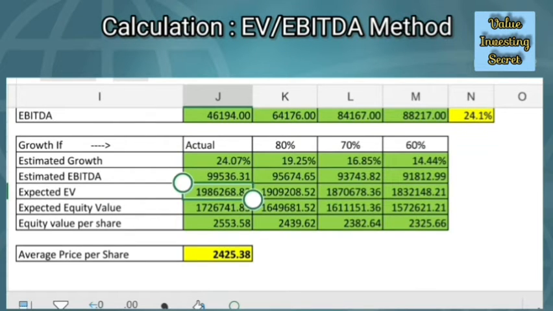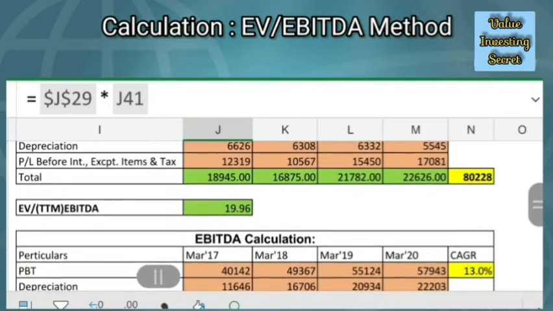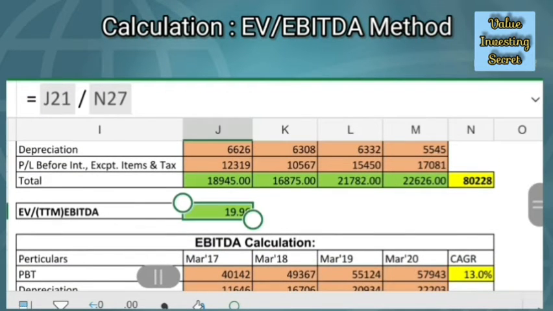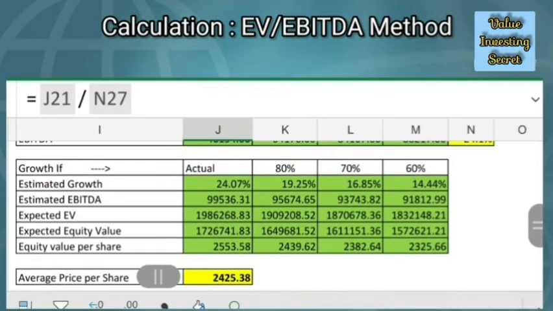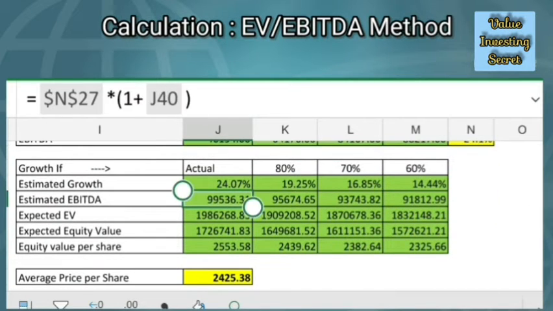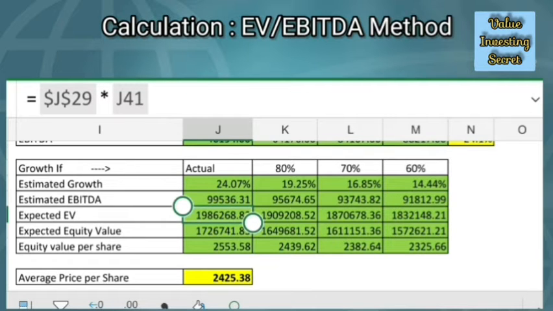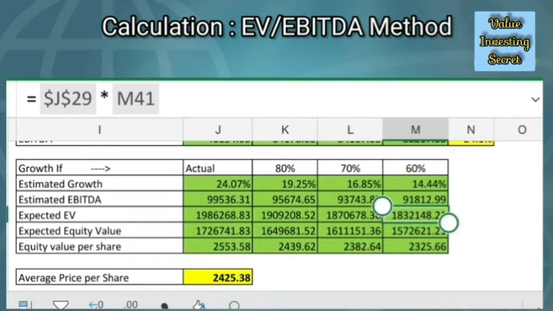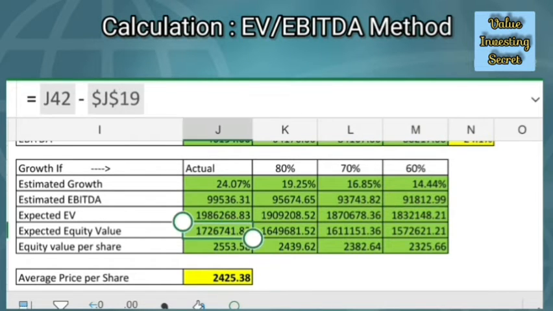Then expected enterprise value is calculated. If we multiply the EV by TTM EBITDA multiple into estimated EBITDA, we will get the expected EV. So by this method I got expected EV for actual CAGR, and the same is applied for 80%, 70% and 60%.